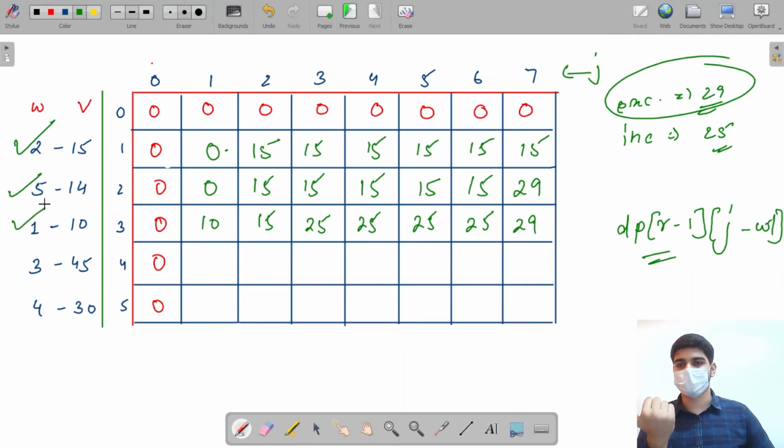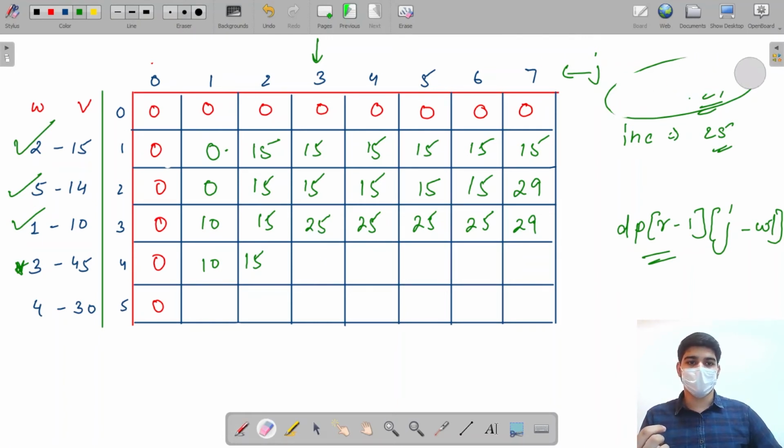Now, this is also processed. For 3 of 45, again, I won't be doing anything up till here because the capacity is smaller than the weight itself. So I would only exclude myself. That means 10 and 15 over here, right? Now from 3, I can either include myself or exclude myself.